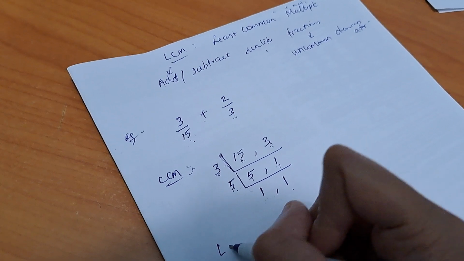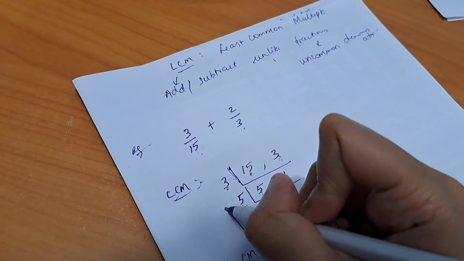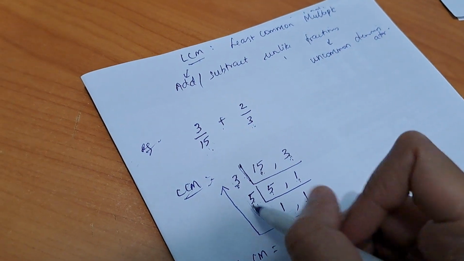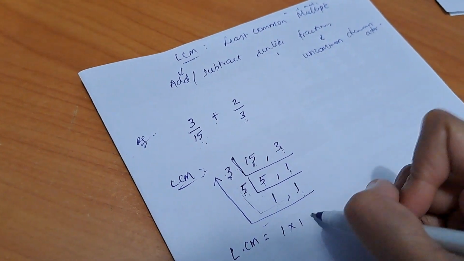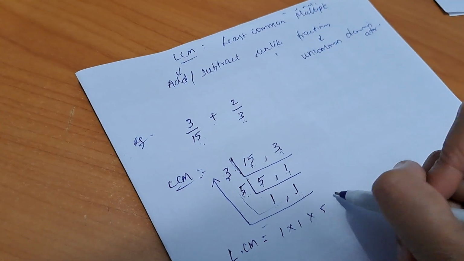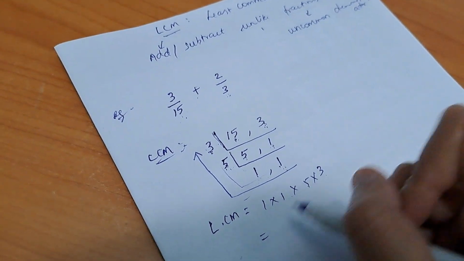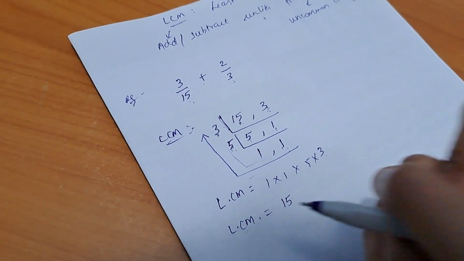So how to write the LCM? You have to multiply all these numbers on the outer edge of this L. So 1 multiplied by 1 multiplied by 5 multiplied by 3. That is going to be 15. So your LCM will be 15.